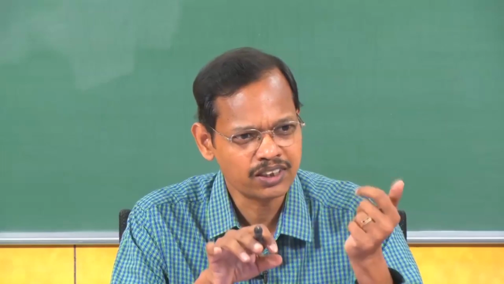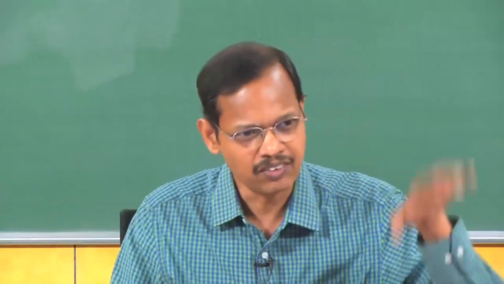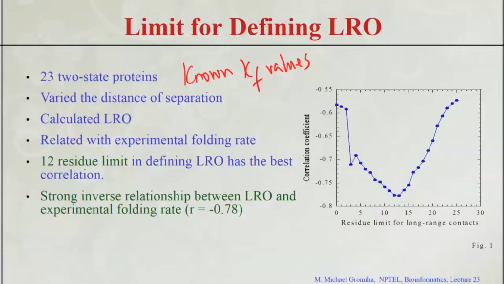Then from that you can calculate the LRO, because for Nij you can put i minus j, which we change from 1 to 25. For each case we get a value. Then we relate that LRO with the folding rate and calculate the correlation. For each distance separation we calculate the LRO and get the correlation, that is LRO versus ln kf. For example, if it is 5, we get a correlation of approximately minus 0.689, then you go with 10.